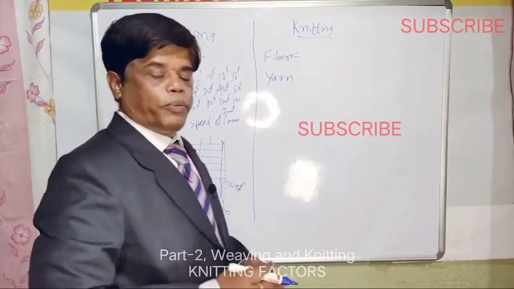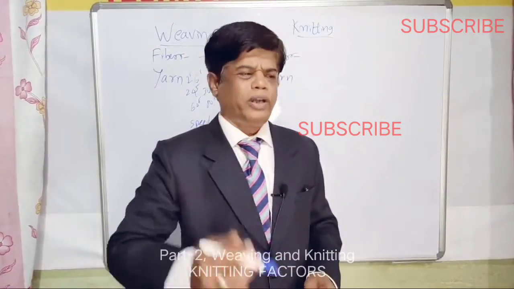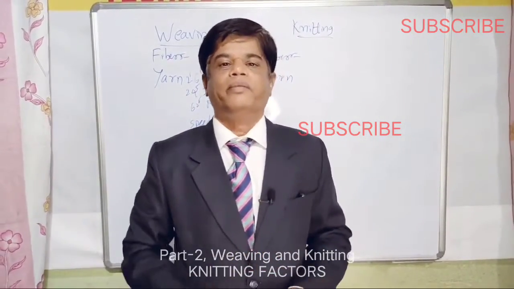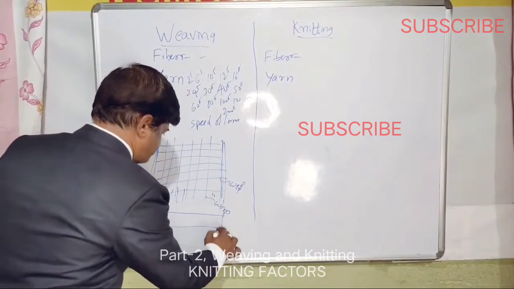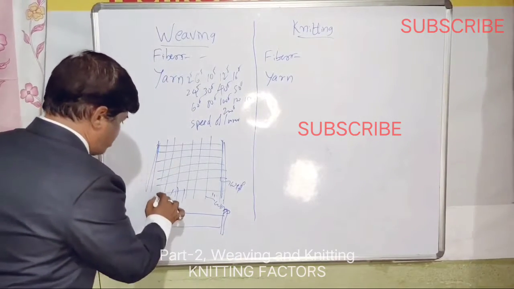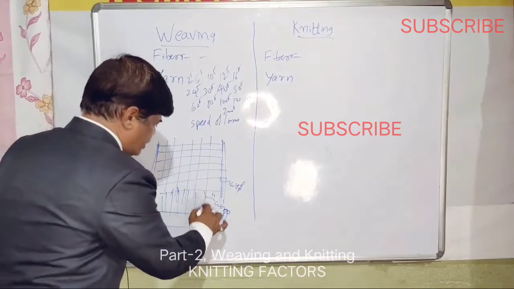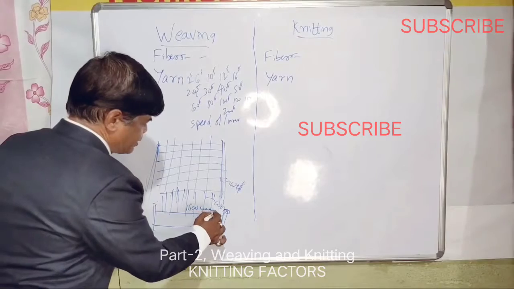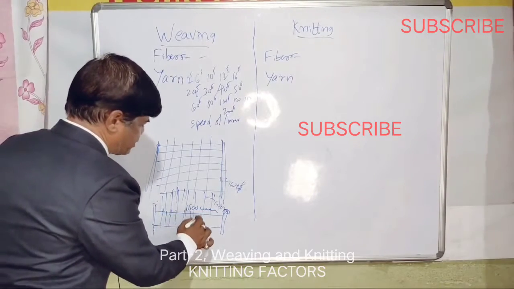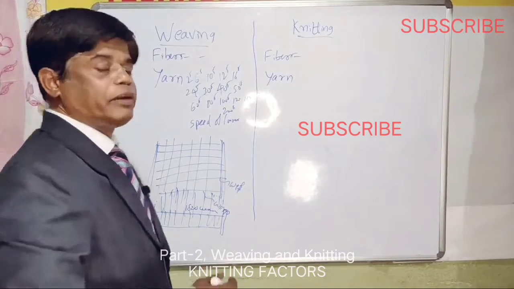To make weaving, what is required? It is required to prepare the warp beam. Here the warp beam is prepared. How many yarns are there in the lengthwise of the fabric? Say 1500 warp yarns are there. So 1500 yarns are wound on the warping beam.